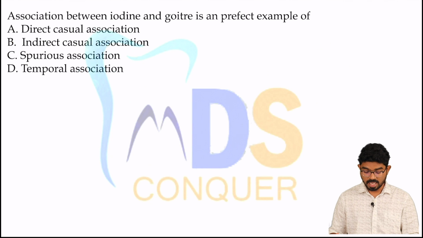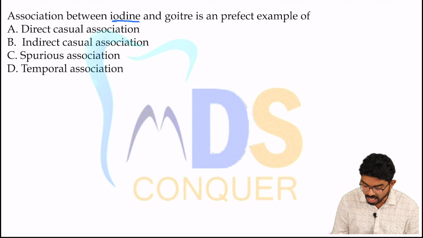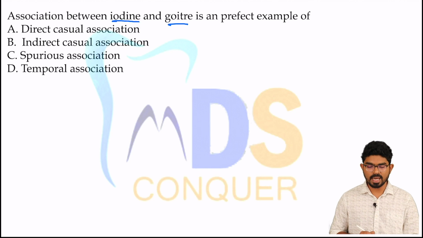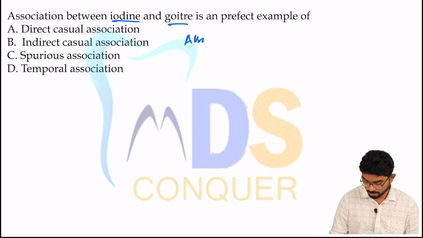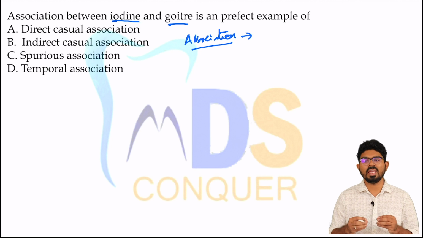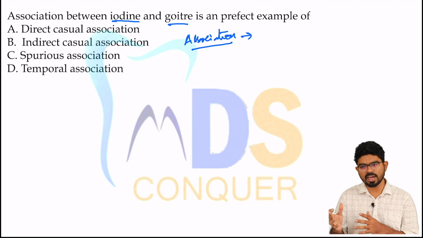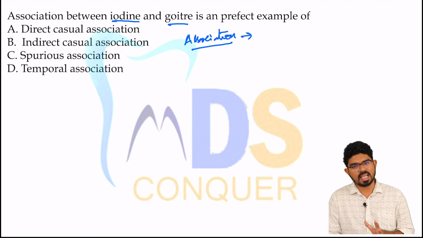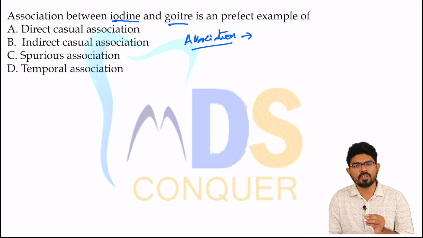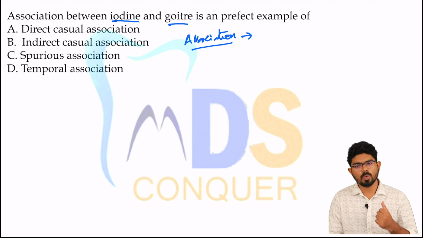Okay. So the next question, once again a very simple question, is: the association between iodine and gout is an example of. So what is association? The first thing you have to note is what association is. Association means a connection between two factors, how one factor is connected to the second factor. A simple definition says that it is the co-occurrence of two variables. The definition according to the textbook is a co-occurrence of two variables, right?